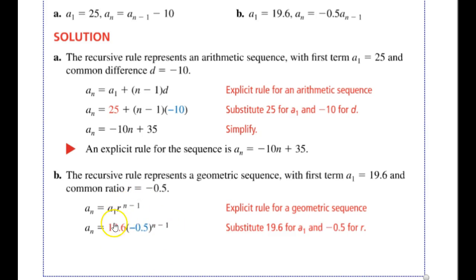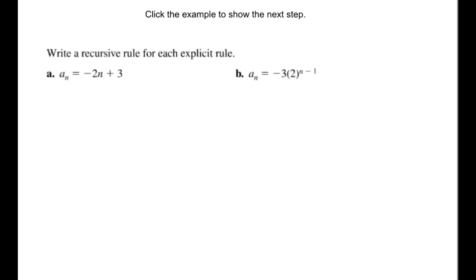So now I just plug in the things that I know. I've got my 19.6, which is my starting term, my first term, and my negative 0.5. And I can't do any simplification here, so I can just leave it just like this. This is my explicit rule for this recursive rule. Okay, so now we've gone that direction. So now we have some explicit rules and we have to write the recursive rule. This right here is example number 4 in your book if you're following along.